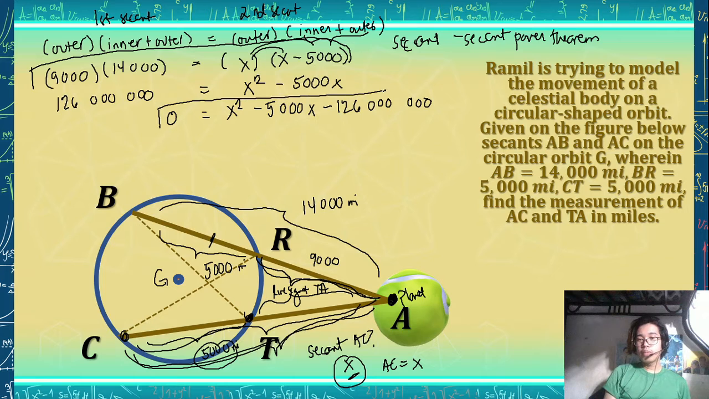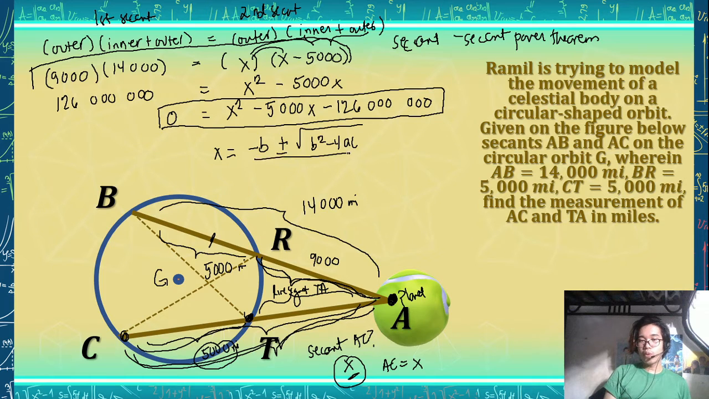For this problem, we're going to use the quadratic formula to solve for x. x is equal to negative b plus or minus the square root of b squared minus 4ac, all over 2a. The value of b is negative 5,000, so negative times negative gives positive 5,000, plus or minus the square root of negative 5,000 squared minus 4 times 1 times negative 126 million, all over 2 times 1.